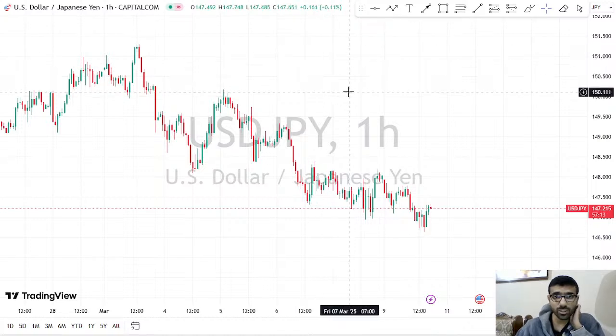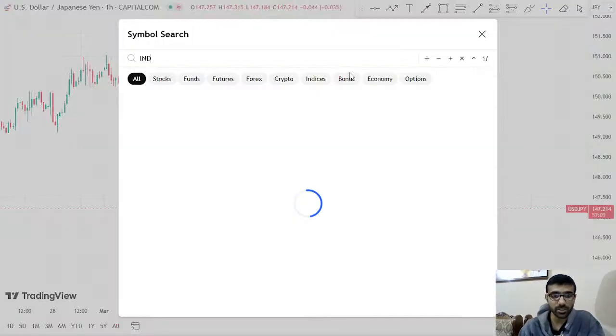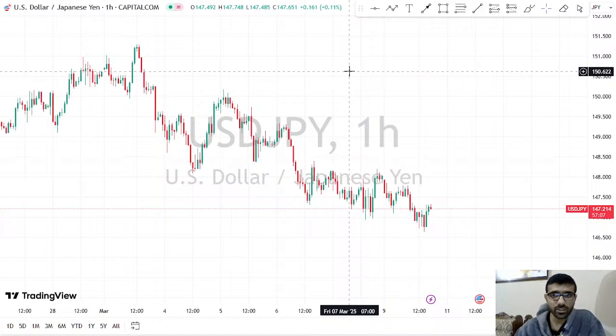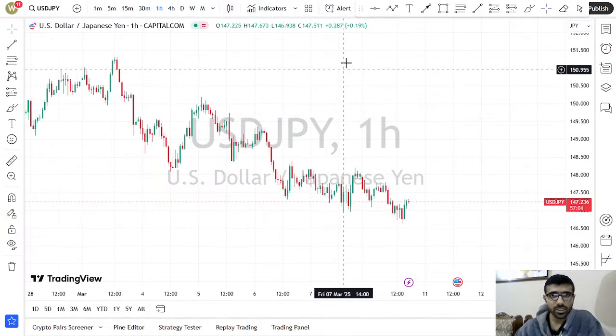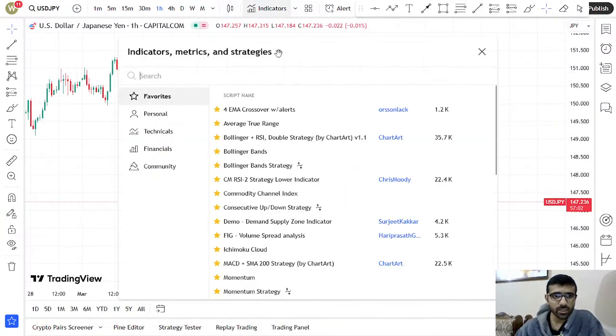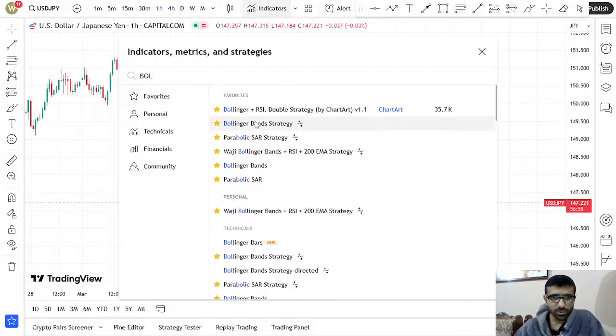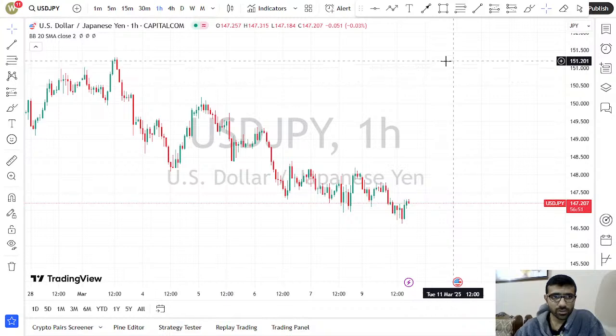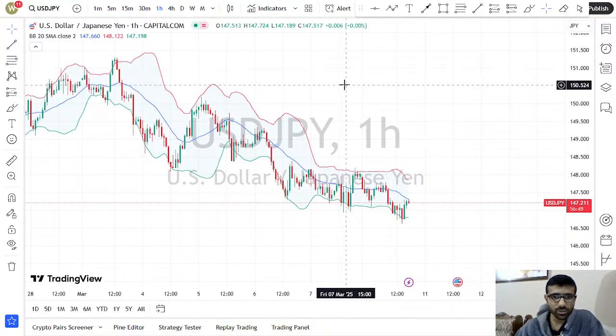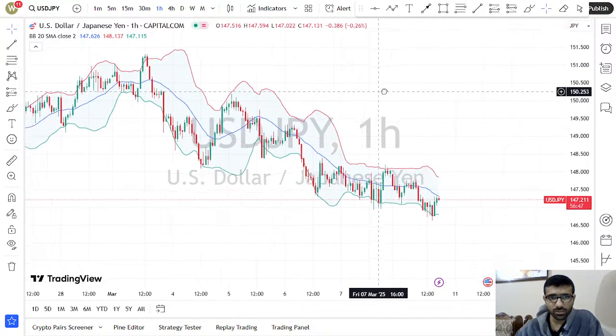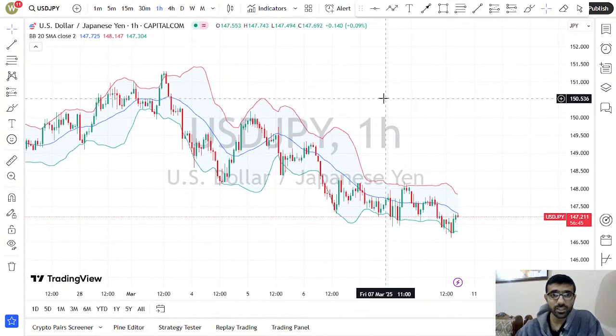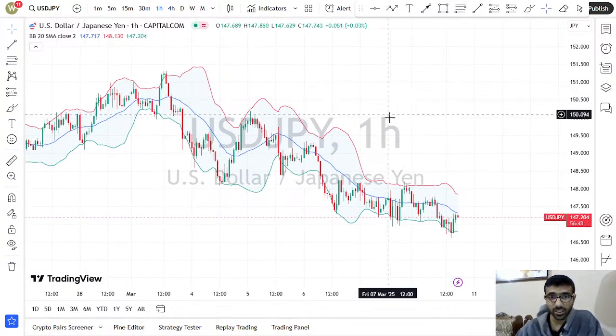Now let us follow the very first indicator that I sometimes use for taking entries. Let me open the indicators tab, and from there let me open the Bollinger Band. So what is going to happen is that a Bollinger Band will appear. What is a Bollinger Band? That will be a major question.